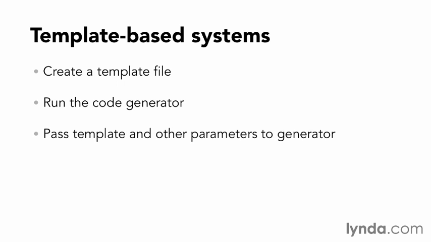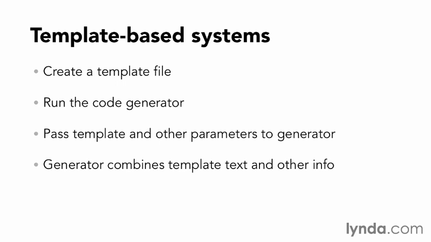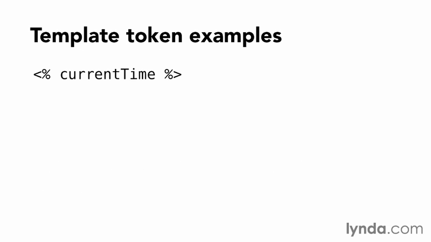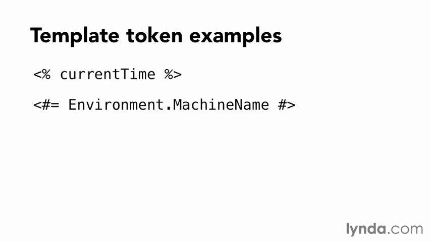When the generator is ready, you pass the template to the generator. Optionally, you pass other external parameters to the generator. The generator combines the information from the template and the parameters and saves the output to the disk. Here's an example of a template token. Usually, a template token has a group of special characters that start and end the token. You mix these tokens throughout your template file. Codesmith, for example, uses the less than and percent combination to start a token and the percent and greater than to end the token. In T4, the percent is changed to the hash symbol.